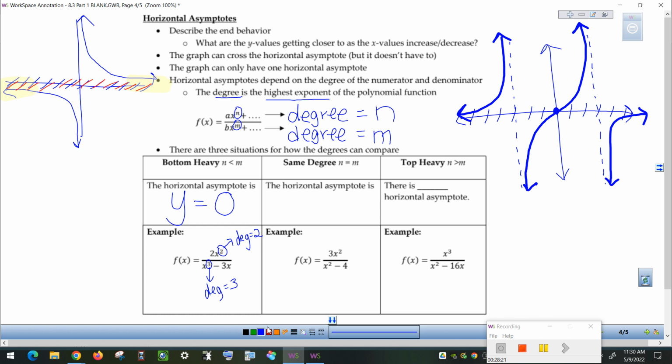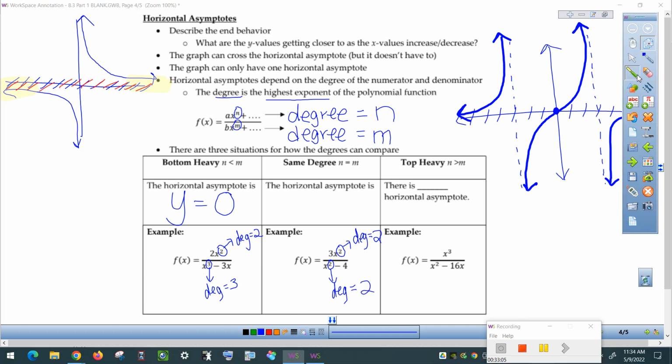All right, let's look at another situation here. Another possibility is that it's the same degree. If the degree is the same on the top and bottom, here's an example. This one has a degree of 2 on the top, and it has a degree of 2 on the bottom. If the degree is the same, what we're going to be looking at is the ratio of the leading coefficients, the numbers that are out in front. So in this case, it would be y equals 3 over 1, which just simplifies down to be 3.